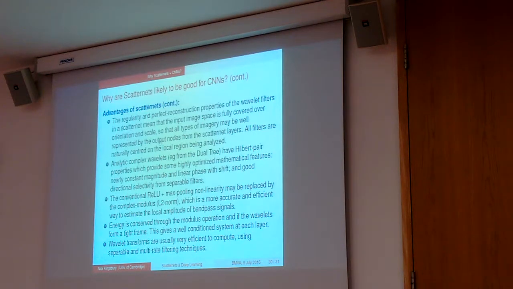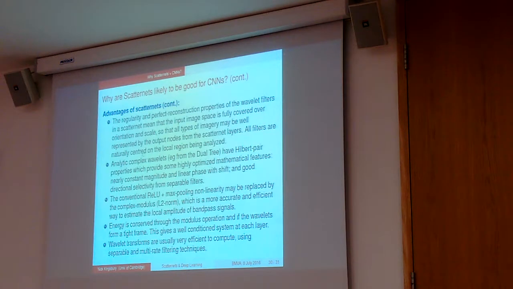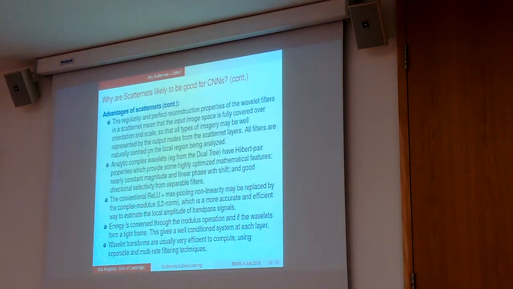The regularity and the perfect reconstruction properties of the wavelets in the Scatternet mean the input image space is now fully covered. All the different orientations are covered by the filters and all scales, so that all types of images may be well represented by the nodes from the Scatternet layers, and they're naturally centered on the region being analyzed rather than randomly appearing with various offsets, as we tend to see when we look at first layer CNN filters.